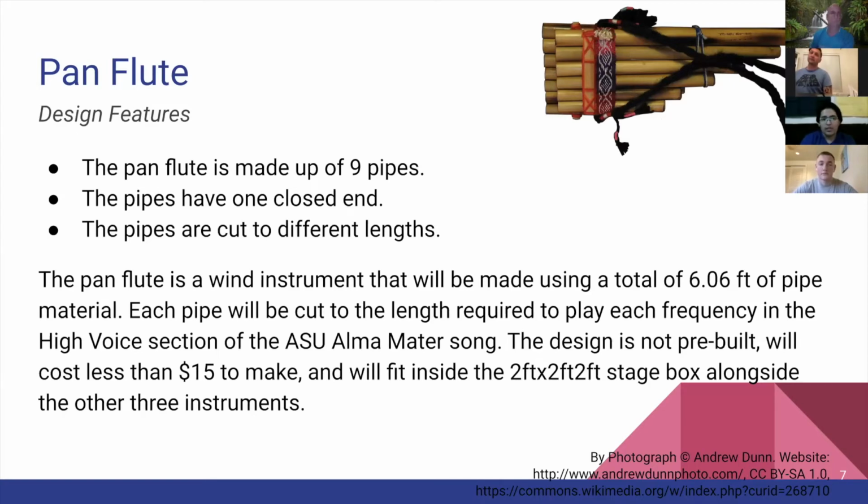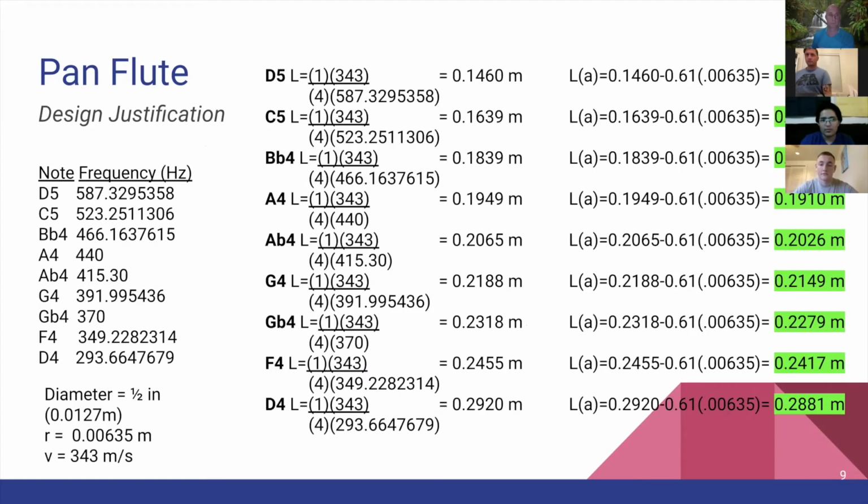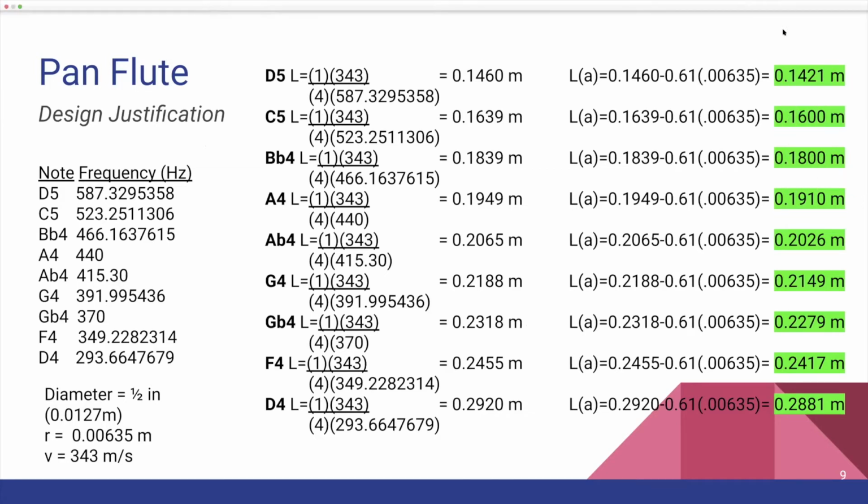In the next slide, it'll show the equations. To solve for the length of pipe, the equation is listed as 1.2. Since this is a pipe with 1 closed end, we have to use the end correction formula listed as 1.3. And these are the equations showing the actual length of each pipe listed in green.